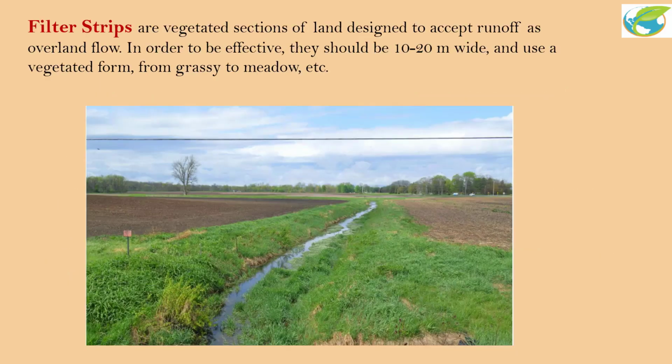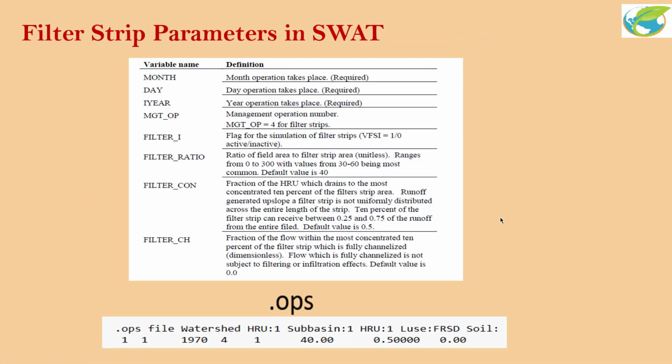Now, filter strips, as you know, are vegetated sections of land designed to receive runoff by overland flow, and their function is to mitigate transport of sediment, nitrogen, phosphorus, and so on from the field into the river or into the next field. To design these, you have an option in SWAT, in one of the BMPs. It is the management option number 4. And these are the parameters that are provided in SWAT.